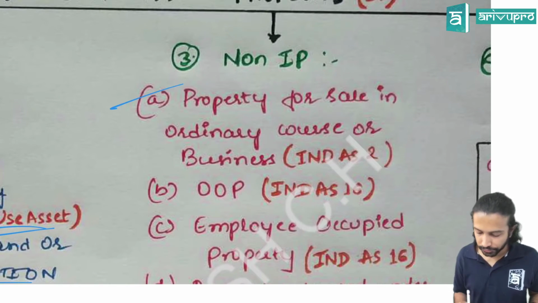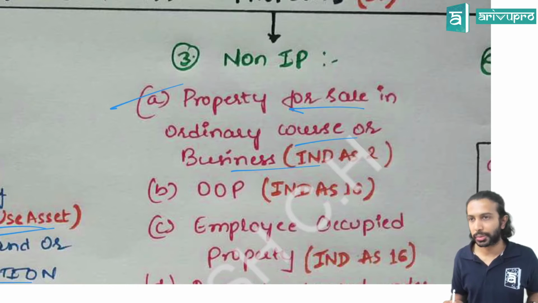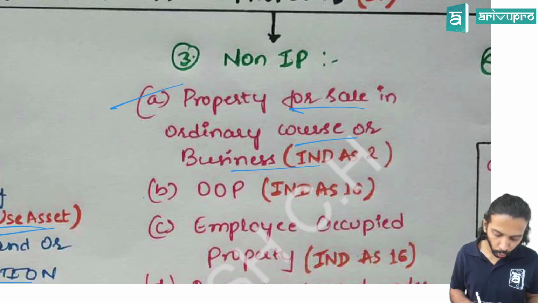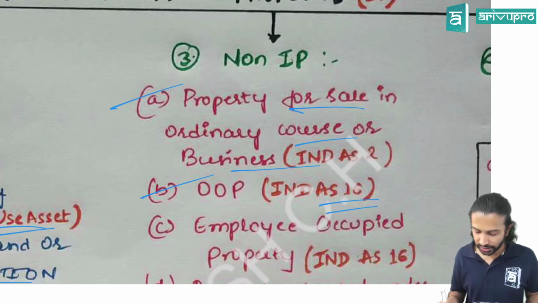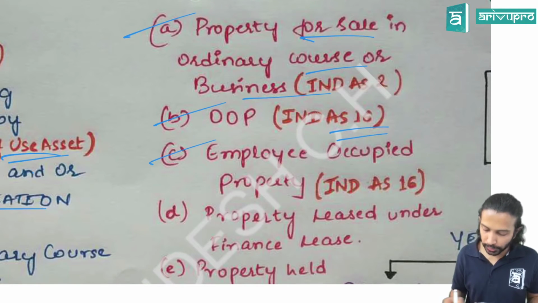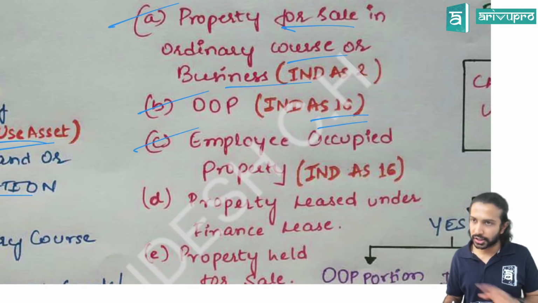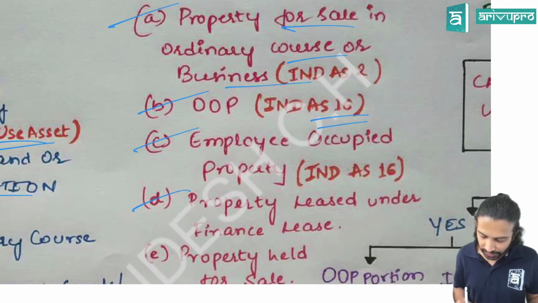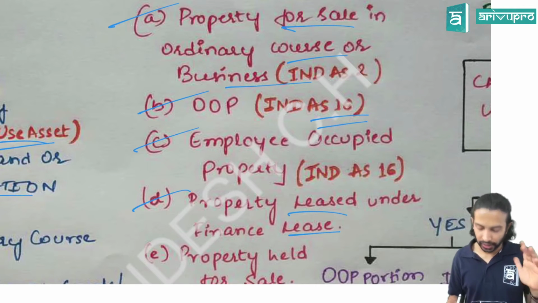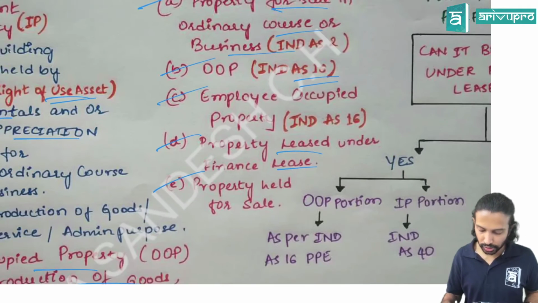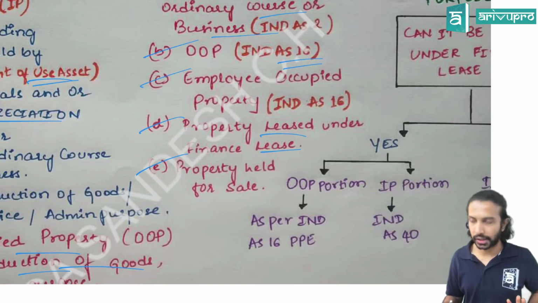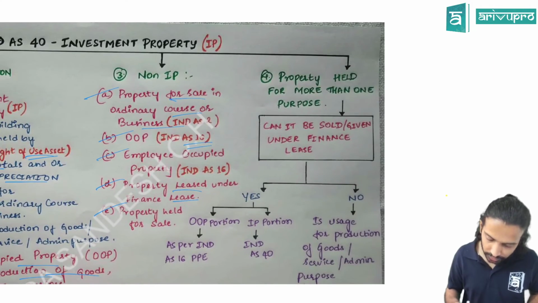Non-IP. What is not IP? If you are selling in ordinary course of business, it is obviously not IP. OOP is obviously not IP because IND AS 16 will apply. Employee occupied property irrespective of rentals is not IP. Property given under finance lease is not IP. Property held for sale is also not IP because IND AS 105 gets triggered there. Yes or no? Yes? Yeah.